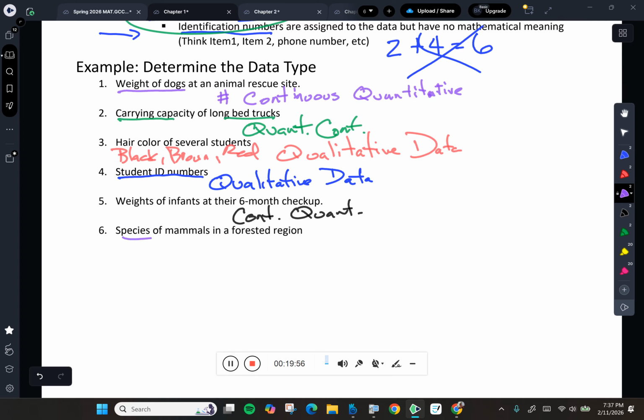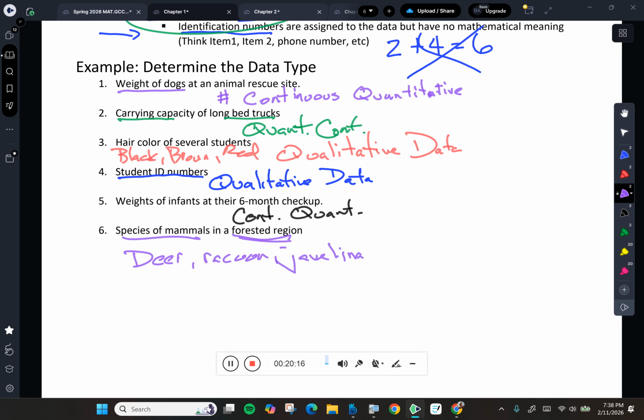Okay. Last one, species of animals in a forested region. So we'd be looking at things like what? Deer, raccoon, maybe javelina. I don't know. Those live in forested regions? I guess they kind of do. All right, javelina. I think I got that right.